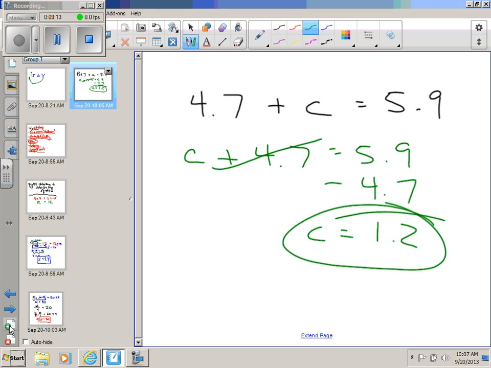Bottom line is, if you do these the right way, it's still a good idea to check them. You have the opportunity to check each and every one of these that you do. You just have to take the time to plug your solution back into the original equation to see if it actually works.